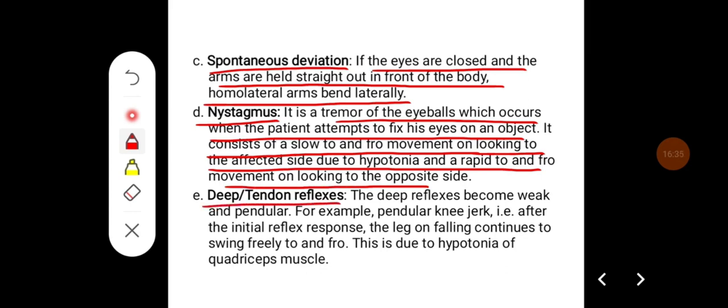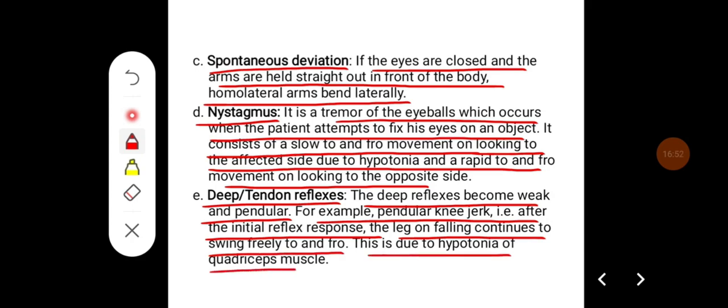Then deep tendon reflexes. Deep reflexes become weak and pendular. For example, pendular knee jerk, that is after the initial reflex response, the leg on falling continues to swing freely to and fro, and this is due to the hypotonia of quadriceps muscle.